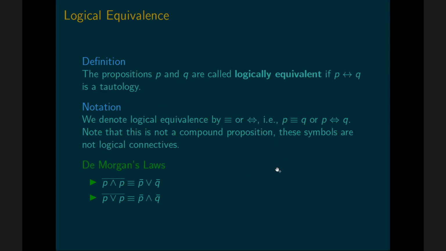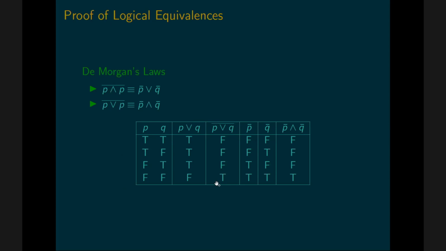Then we have logically equivalent propositions, which means just that their equivalence is a tautology. So it's always true, whatever the truth value of this is, it's the same as the truth value of that. These are the De Morgan laws, which we saw, and this is how we prove it. We compare the truth table for this column and that column, and we see it's the same. So this if and only if this is always true because they have exactly the same truth value.